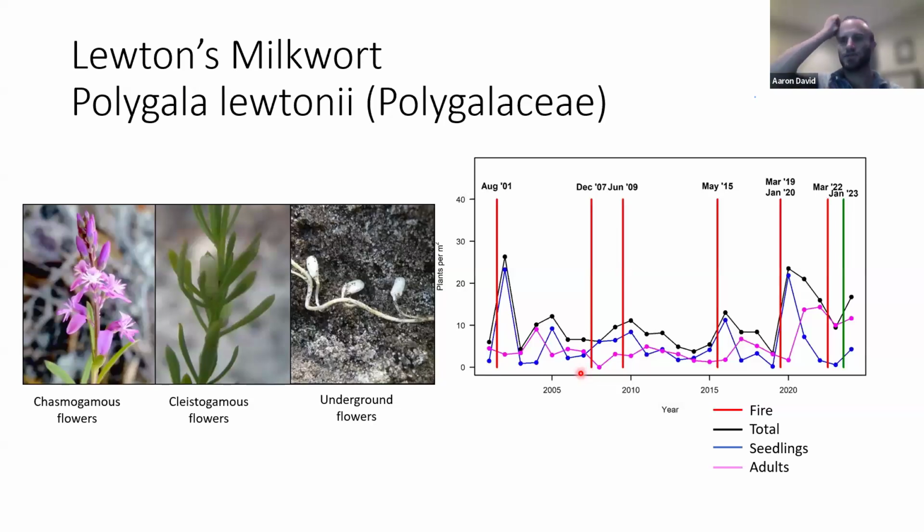I'll give another example. This is Lewton's milkwort, Polygala lewtonii. This one isn't quite a ridge endemic. It is found a little bit further north as well, but it is a federally listed species. It's a really cool one. It has these very nice, showy, chasmogamous flowers. They're really beautiful. They flower in March. But then it also has these more subtle, less beautiful cleistogamous flowers, which remain closed.